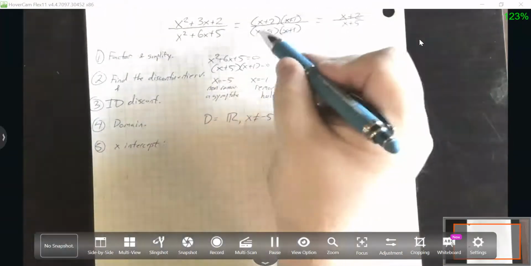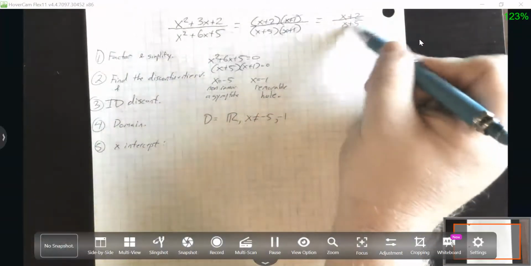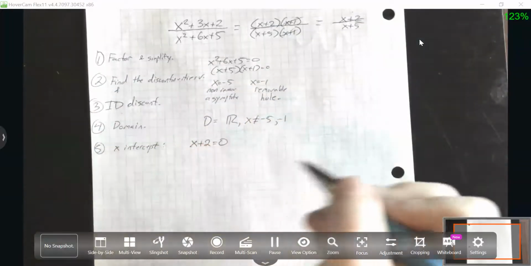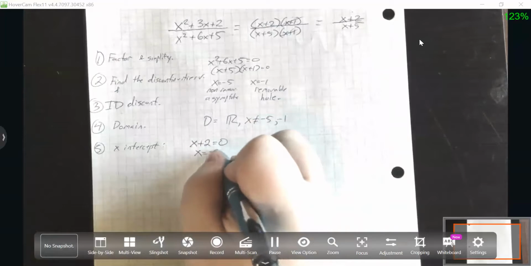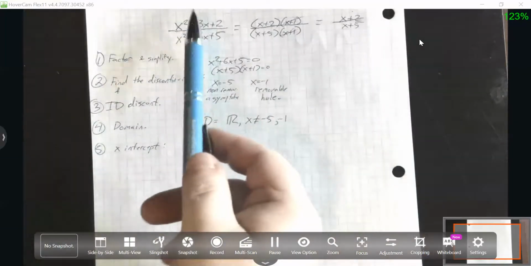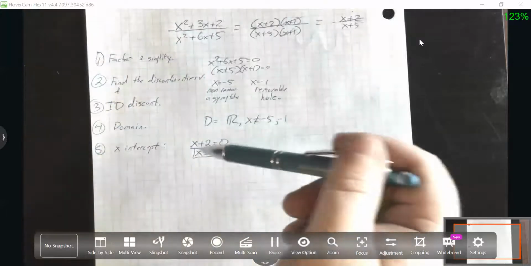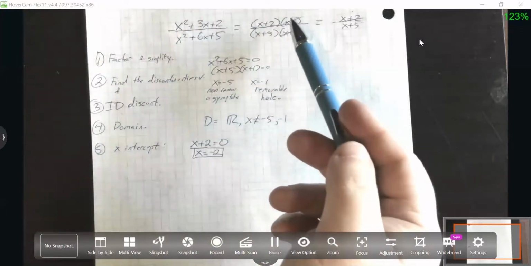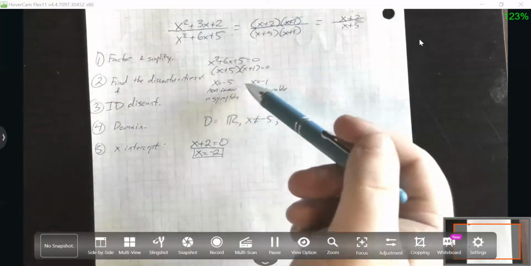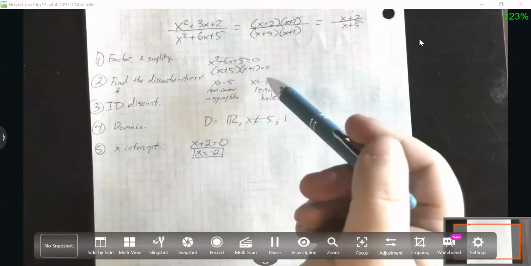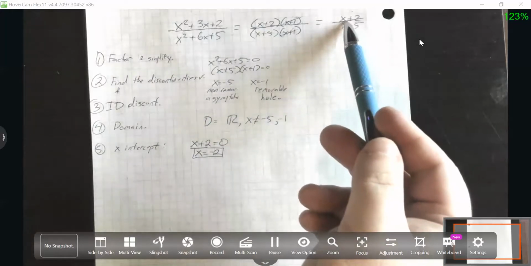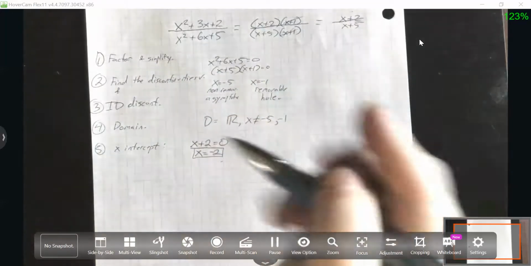X-intercept. I'm going to take a look at my simplified form here, and I'm going to set the top equal to 0. So x plus 2 equals 0. So my x-intercept is x equals -2. Be careful not to set the original equal to 0. You'll get -2 as one answer, but you'd also get -1 as another 0, and that's simply not true. -1 is one of our discontinuities. There is no y value there. It doesn't exist. So when we go to find the x-intercept, we want to deal with the simplified format. So we have one x-intercept.